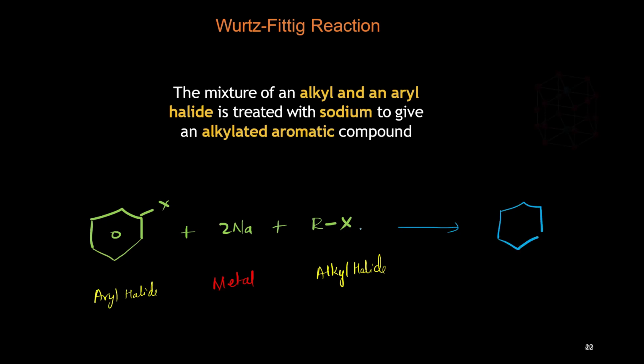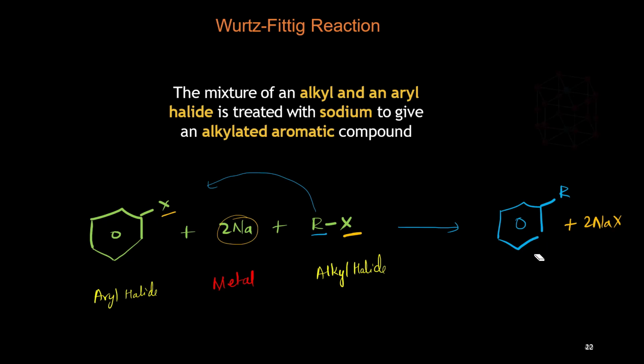So whatever this alkyl halide is there, this will go and attach here. Remember this. So it will form the benzene ring with alkyl group attached over. Okay. And whatever this Na is there, and here there is X and here there is X, so those X will combine with the sodium. So this X and this X will combine with the sodium, which will result in formation of 2NaX. Understood how this reaction happened?